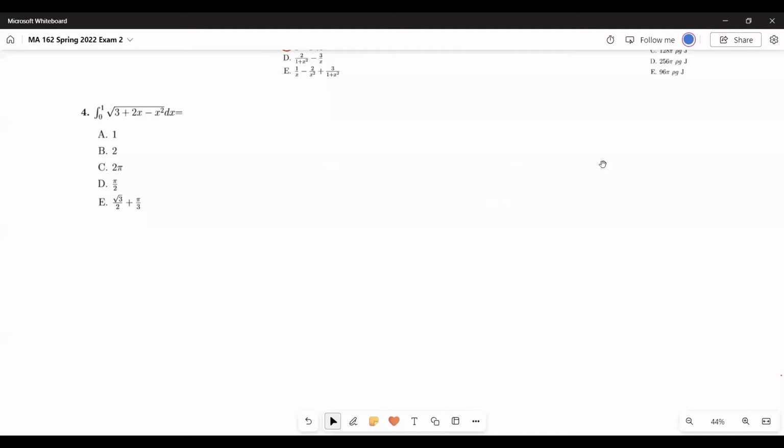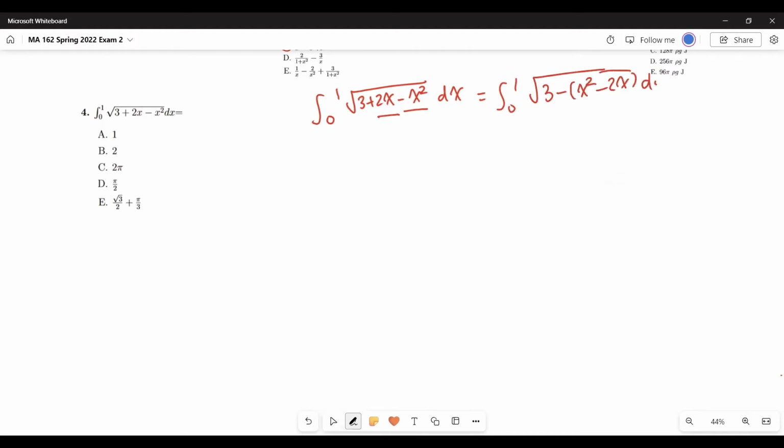So this question has us evaluate the integral. So let's write the integral first. It's from 0 to 1, square root of 3 plus 2x minus x squared dx. And you see minus x squared and 2x, so what we can do is group it together. So 0 to 1, square root of 3 minus (x squared minus 2x) dx.